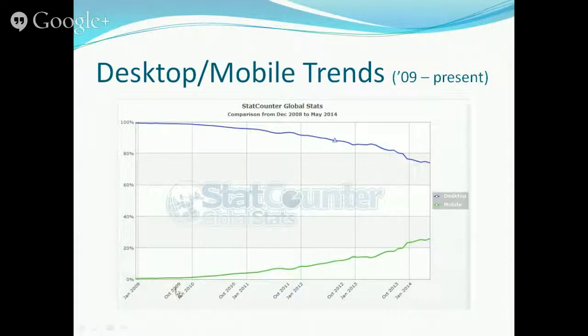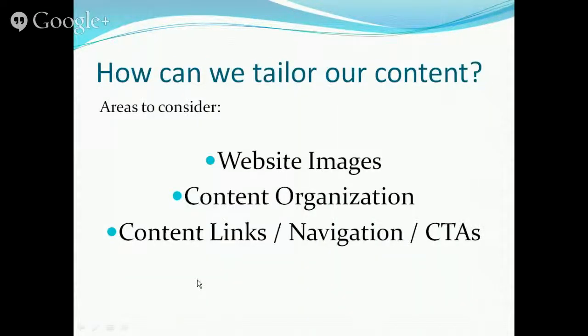So given these numbers and these trends, it's pretty clear that we need to tailor our content for these growing mobile users. And some areas that we can look at would be website images, content organization, and our links. This would include basic page links, navigation, and our very important call to action.